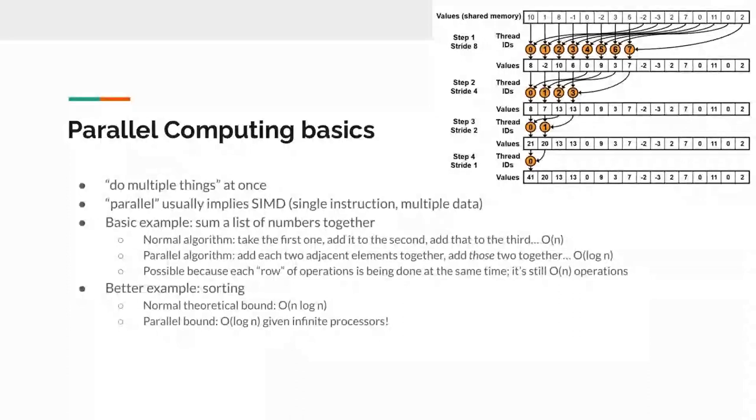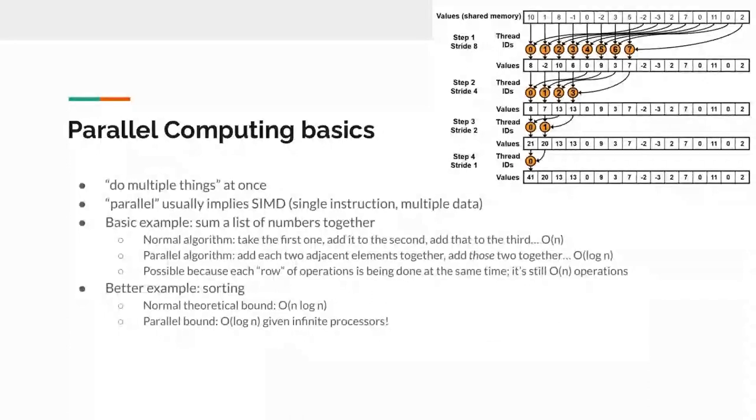However, the parallel algorithm is you add each two adjacent elements together, and then you add those together, and that all takes one time step. Since you have many cores, you can add half the list to half the list, and then cut the size of the list in half. Then in another step, you do it again and again, and this takes O of log 2 of n operations.